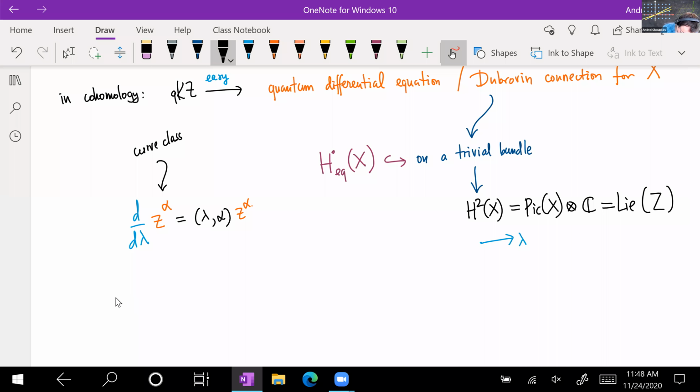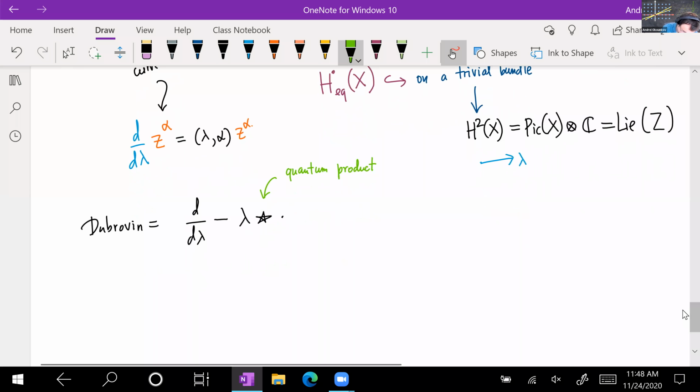So then the connection in general, the Brownian connection, has the form d by d lambda minus the quantum product by lambda. So that's the quantum product. And concretely, for us, this quantum product takes the form what? Takes the form the classical product, cup product, plus, or maybe rather minus, this parameter h bar, which is the weight of the symplectic form.